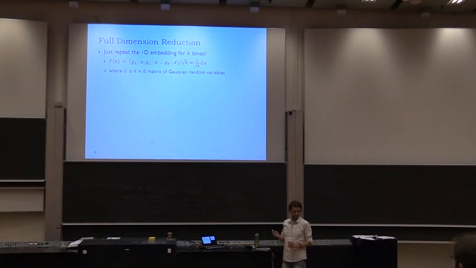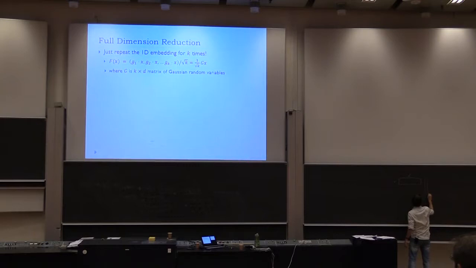And a much more convenient way to look at this is to say that this is equal to x multiplied by a matrix G with the scaling factor in front, where G will look something like this. So this is dimension D, this is K, and this is our vector X.